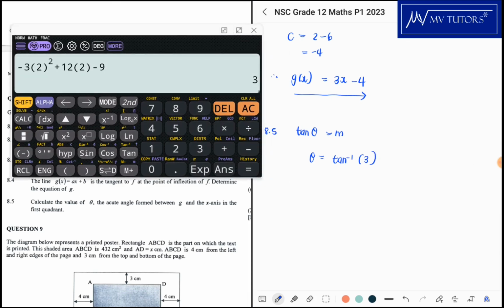You must make sure that your calculator is on degree mode, not radians. So DEG, right? And then we have shift tan, 3, and we get 71,57. It's important that your calculator is on degrees, because if you put it on radians and do shift tan 3, you're going to get 1,25, which is radians, but you're going to put that answer in degrees, which is wrong.